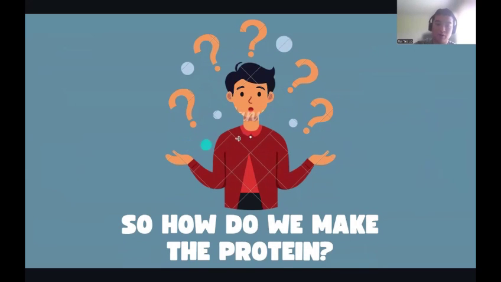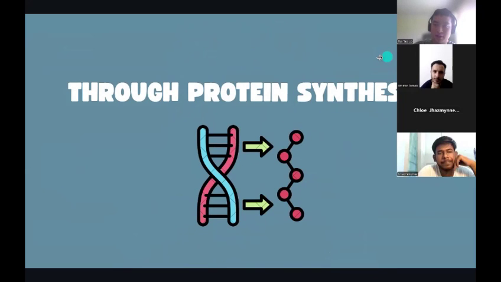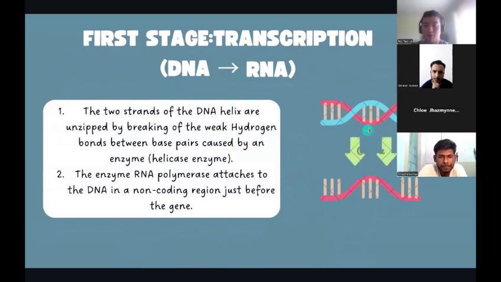So how do we make the protein? Through protein synthesis. Does anyone know this? Like, learned from anywhere else? Okay, no worries. We're going to learn this anyway. So there are two stages for protein synthesis.